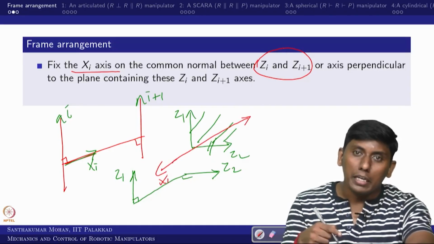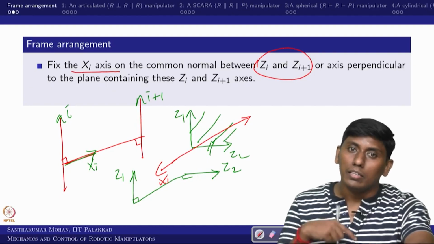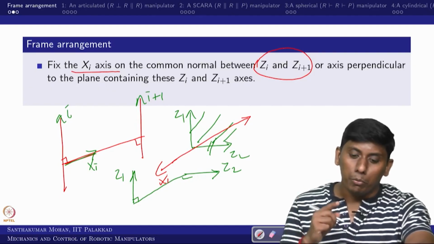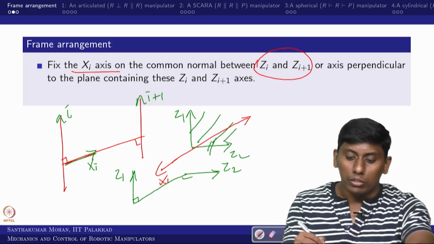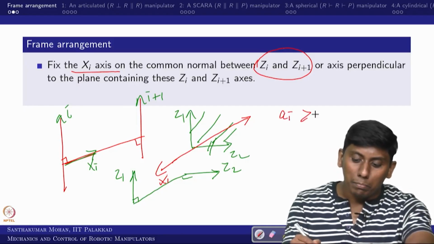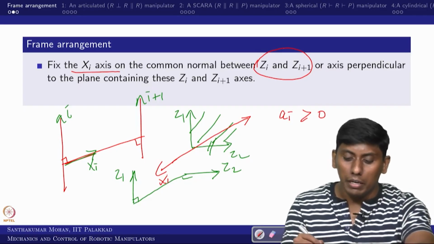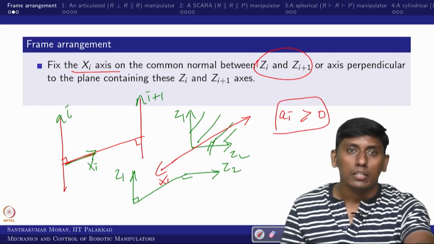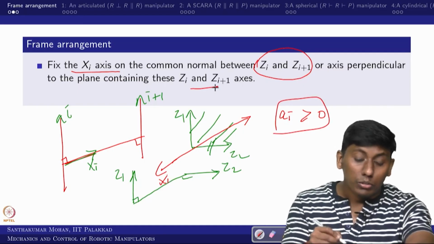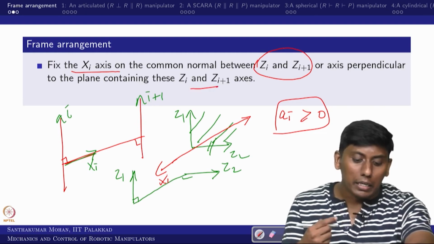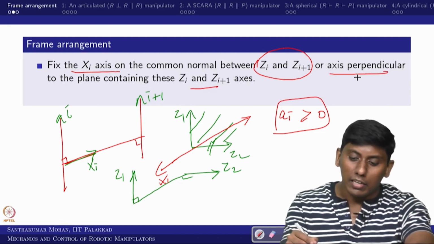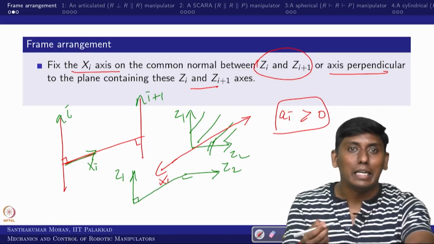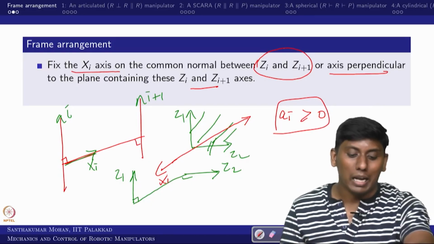Whether it is pointing inward or outward is your choice. Provided there is a length, that length is always in the progressing side, so that the link length is always positive or 0. That is the way we consider it. When we see the example, you will get much more clarity. So the xi axis is perpendicular to the plane containing the zi and zi plus 1 axes.